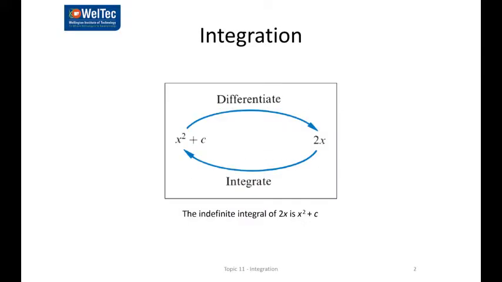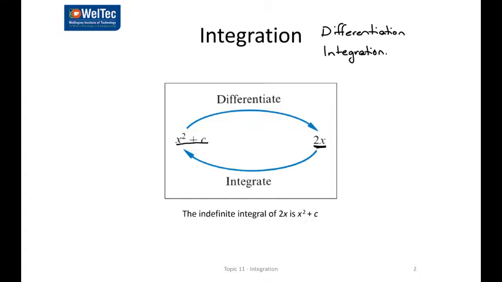With most processes in maths, we can have a process and we can have a reverse process as well. What we've got now is a process called differentiation, and we're going to look at the reverse operation, which is called integration. If we start with something like x squared plus a number, we differentiate it to get 2x.